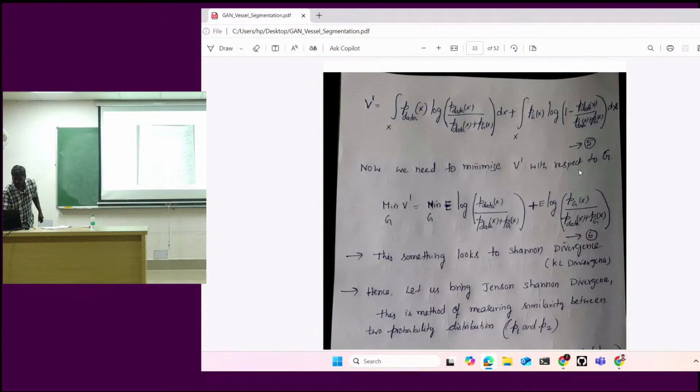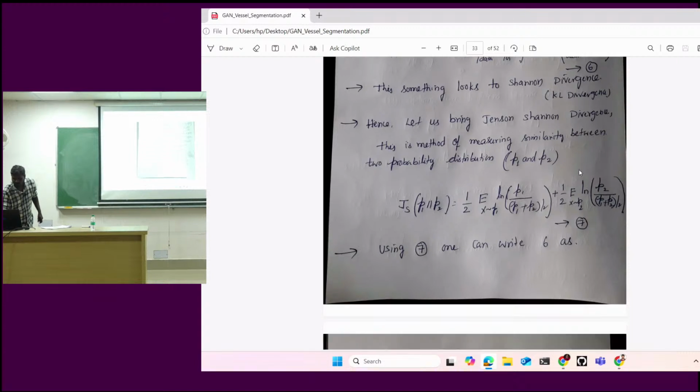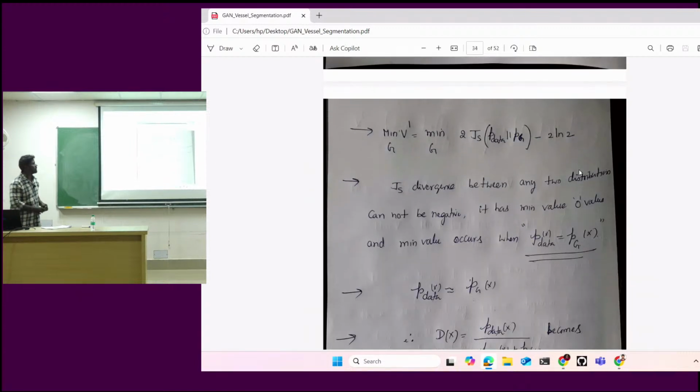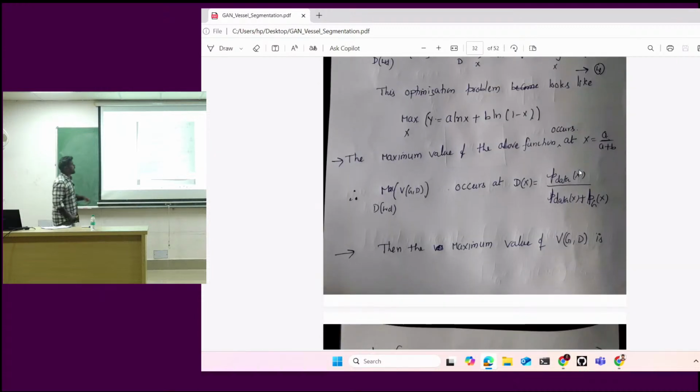You can see that if the two distributions, what are the two distributions? If the two distributions are equal, the min of that loss function occurs if the two distributions are equal. If the two distributions are equal, what would happen is you go to the probability. So d of x is the probability given by the discriminator. So if the two distributions are equal, the probability d of x is equivalent to half. What do you mean by d of x is equivalent to half?